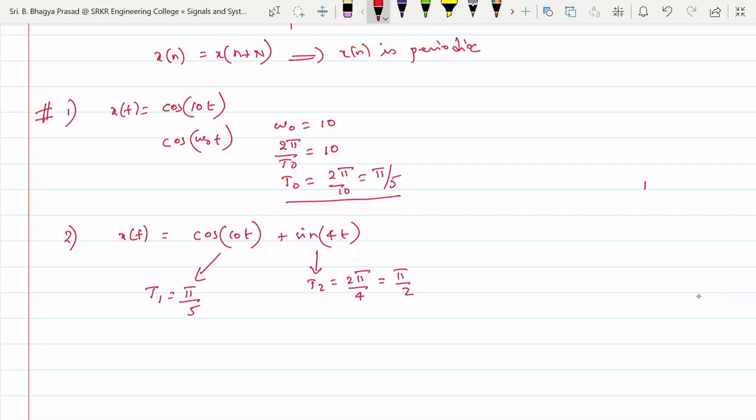So what do we have to do now? We have to check the common period. What is the common period of the signals cos 10t plus sin 4t? For this one, first we have to check whether it is periodic or not. So you take the ratio of T1 and T2, which is pi by 5 and pi by 2. So obviously it is 2 by 5, a ratio of integers.